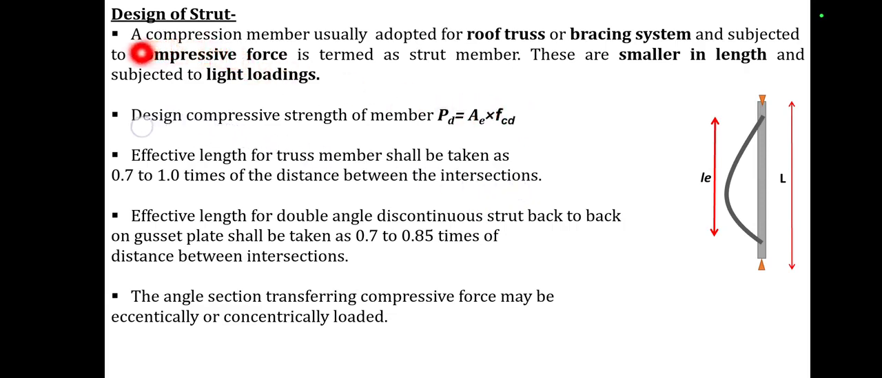Then design of a strut. A compression member usually adopted for a roof truss or for bracing and subjected to compressive force is called a strut. These are smaller in length and subjected to light loading. This is a small diagram of a strut. Here the design compressive strength of a member Pd is equal to Ae into FCD. The effective length for a truss member shall be taken as 0.7 to 1 times the distance between the intersections. The effective length for a double and discontinuous strut back to back on a gusset plate shall be taken as 0.7 to 0.85 times the distance between the intersections.